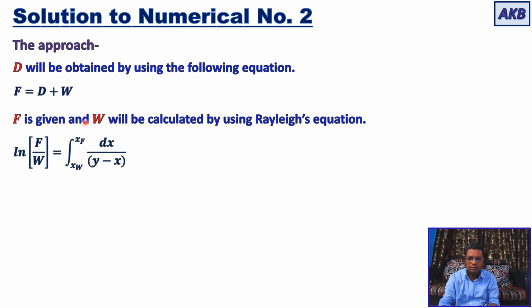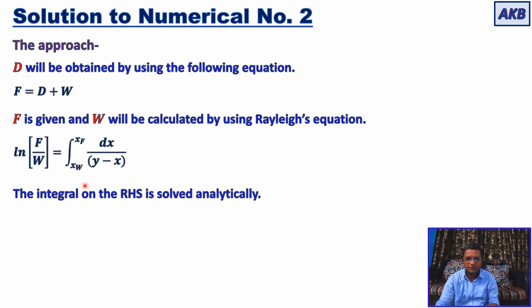Last time we had solved this integral graphically, and now we are going to solve it analytically. That is the difference. And we'll also compare the results. Okay, so the integral on the RHS of this equation, we are going to solve it analytically. How are we going to do that?